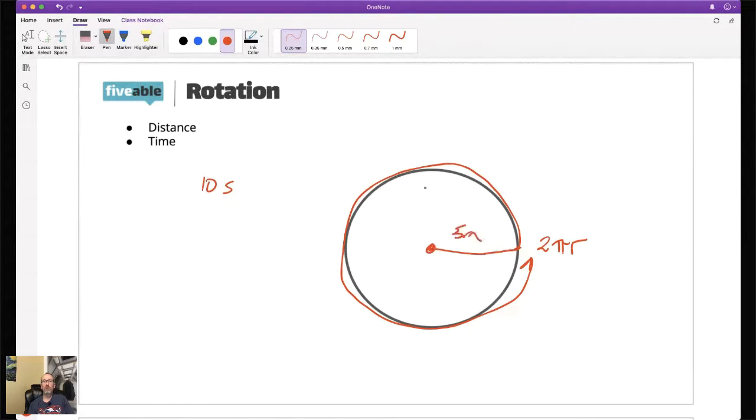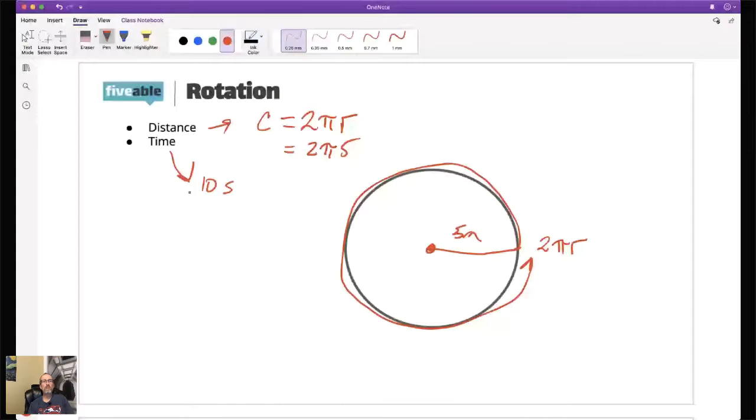And we want to know, well, first of all, how far did we go? So if you want to know how far you go, remember we use the circumference, and that's just 2 times pi times r. And so for this one, it would be 2 times pi times 5. And our time to go around is 10 seconds.